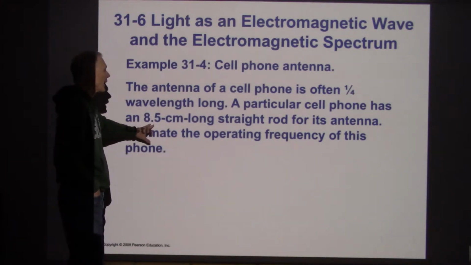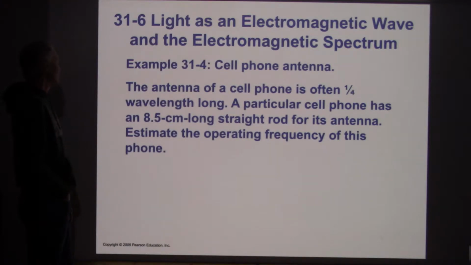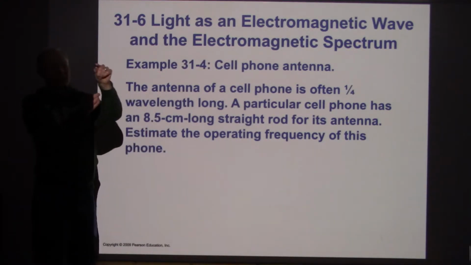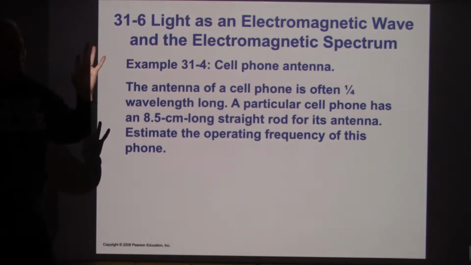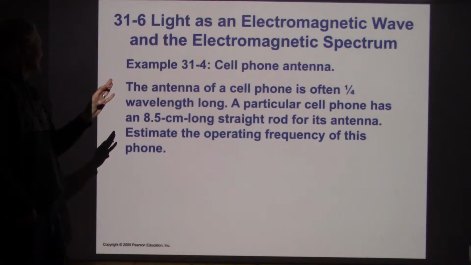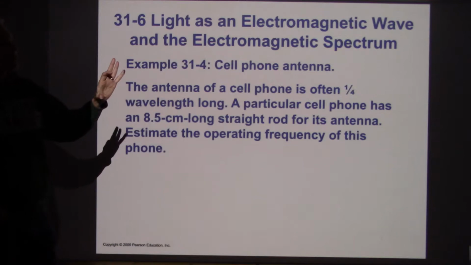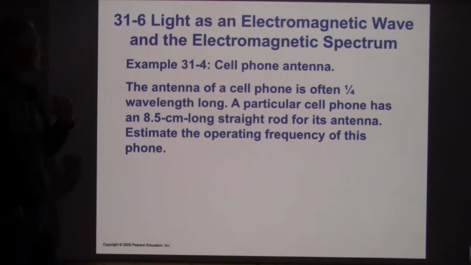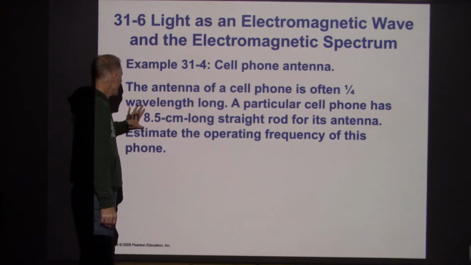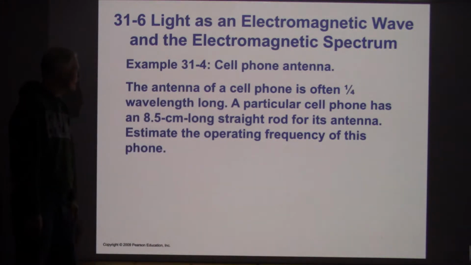Now the cell phone has an 8.5 centimeters? That's not possible. Okay, I'm not sure what era this is from, but 8.5 centimeters, that would be like this. Oh, maybe. It's going to be between 3 and 4 inches. All right, maybe that's possible. So we'll say that there's an antenna hidden inside my cell phone, and it is 8.5 centimeters long.